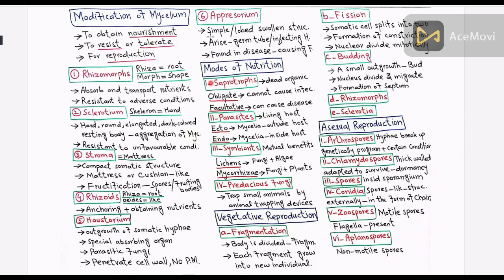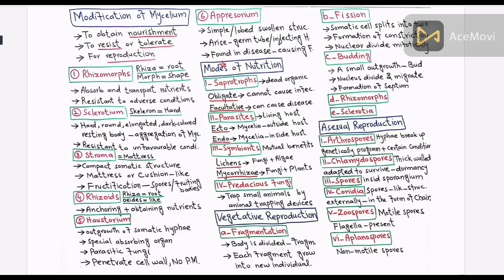And the sixth one is the appressorium. Appressoria are simple or lobed structures that arise either from germ tubes or infecting hyphae. And these appressoria are normally found in disease-causing fungi.